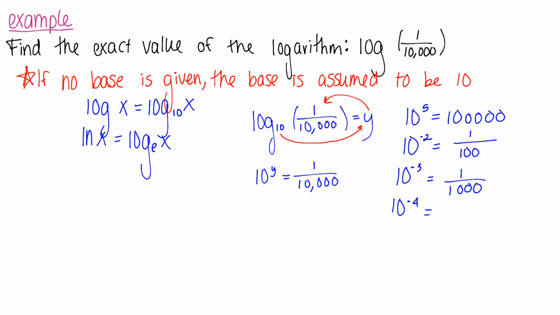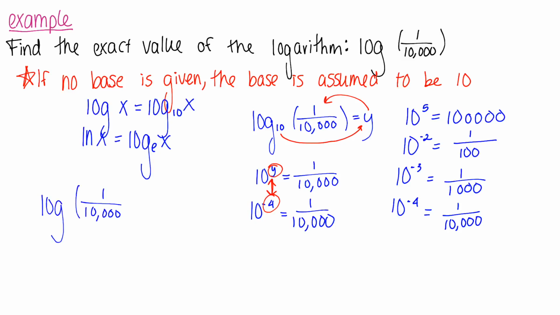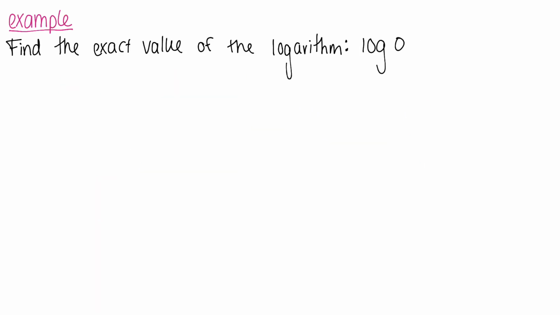10 to the negative 4 in particular is interesting because it's 1 over 10,000. So 10 to the negative 4 is equal to 1 over 10,000, which means that y is equal to negative 4. So log of 1 over 10,000 is equal to negative 4. Bam. Before I even go to the next slide, I'm going to mention that the next slide is a trick. Just going to throw it out there.